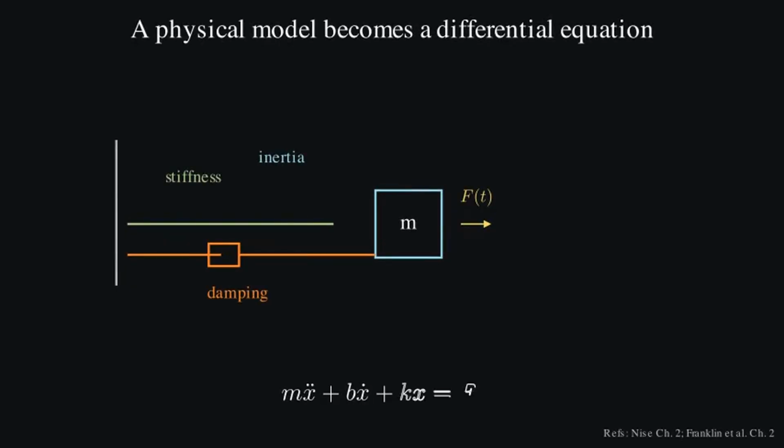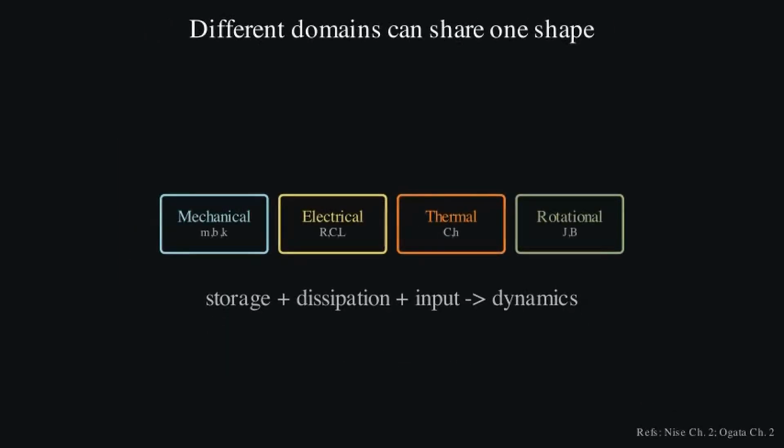Now build a model from physics. In a mass, spring, and damper, force pushes the mass, the spring pulls back with stiffness k, and the damper resists velocity with coefficient b. Newton's law gives m x double dot plus b x dot plus k x equals f of t. Inertia, damping, stiffness, input, and output are all visible in one equation.